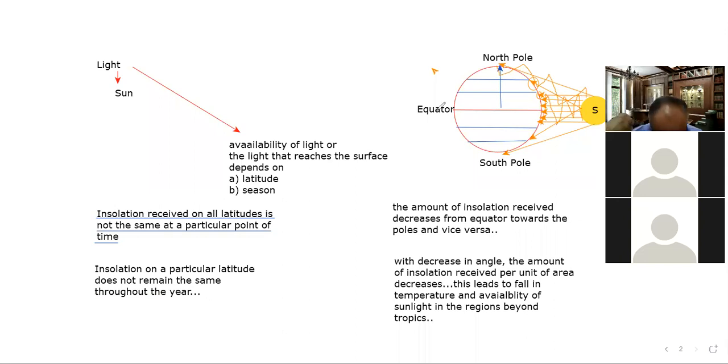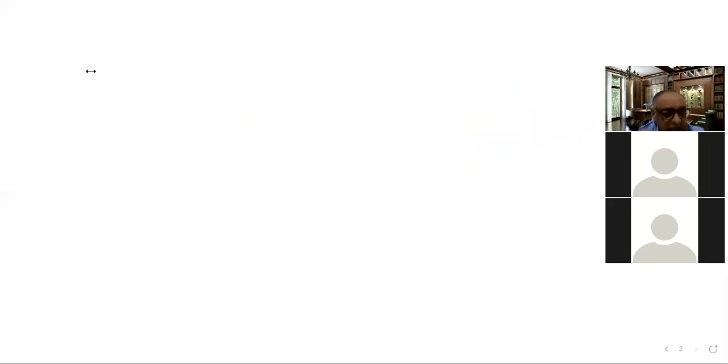Now the next important point which I am going to discuss here is the season. As far as the season is concerned, season also has an important role in determining the amount of insolation received at a particular place.